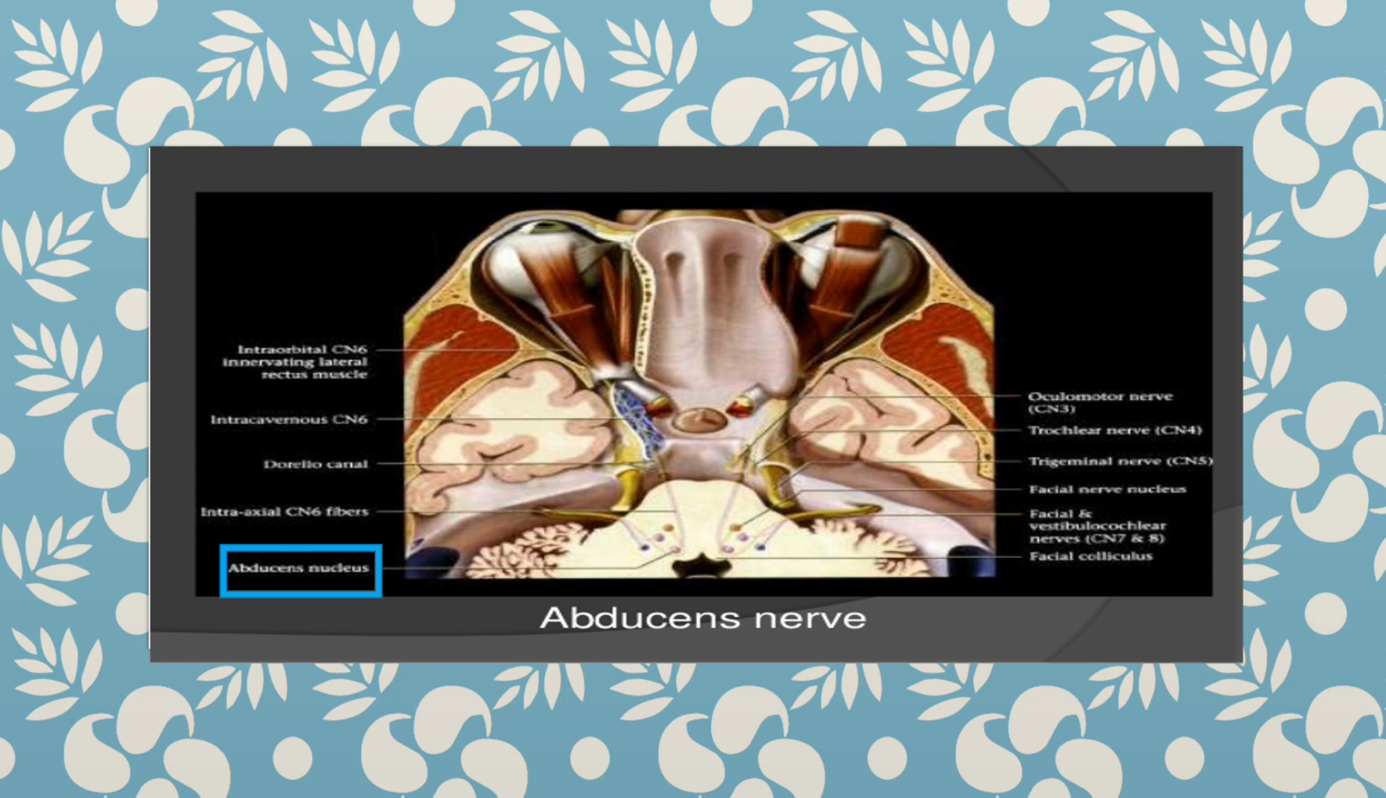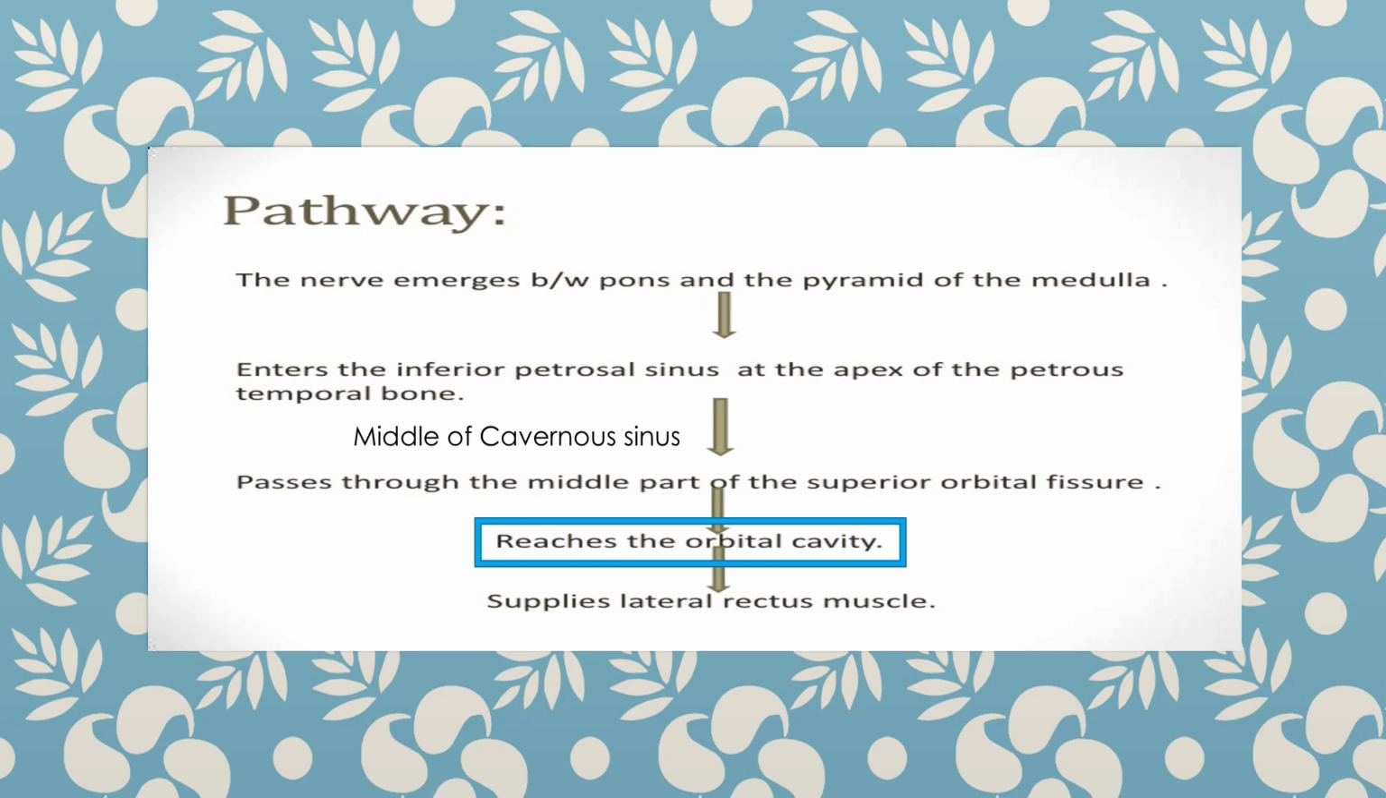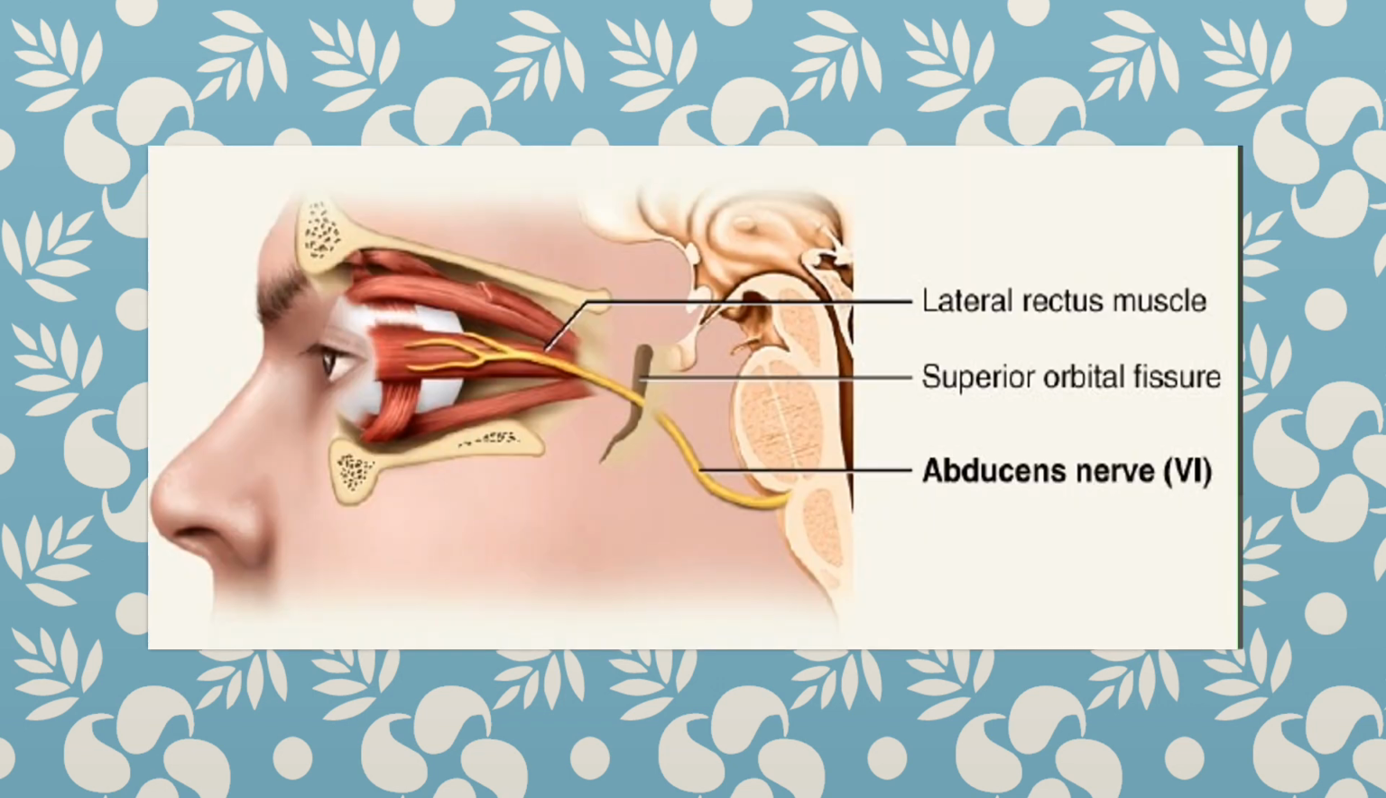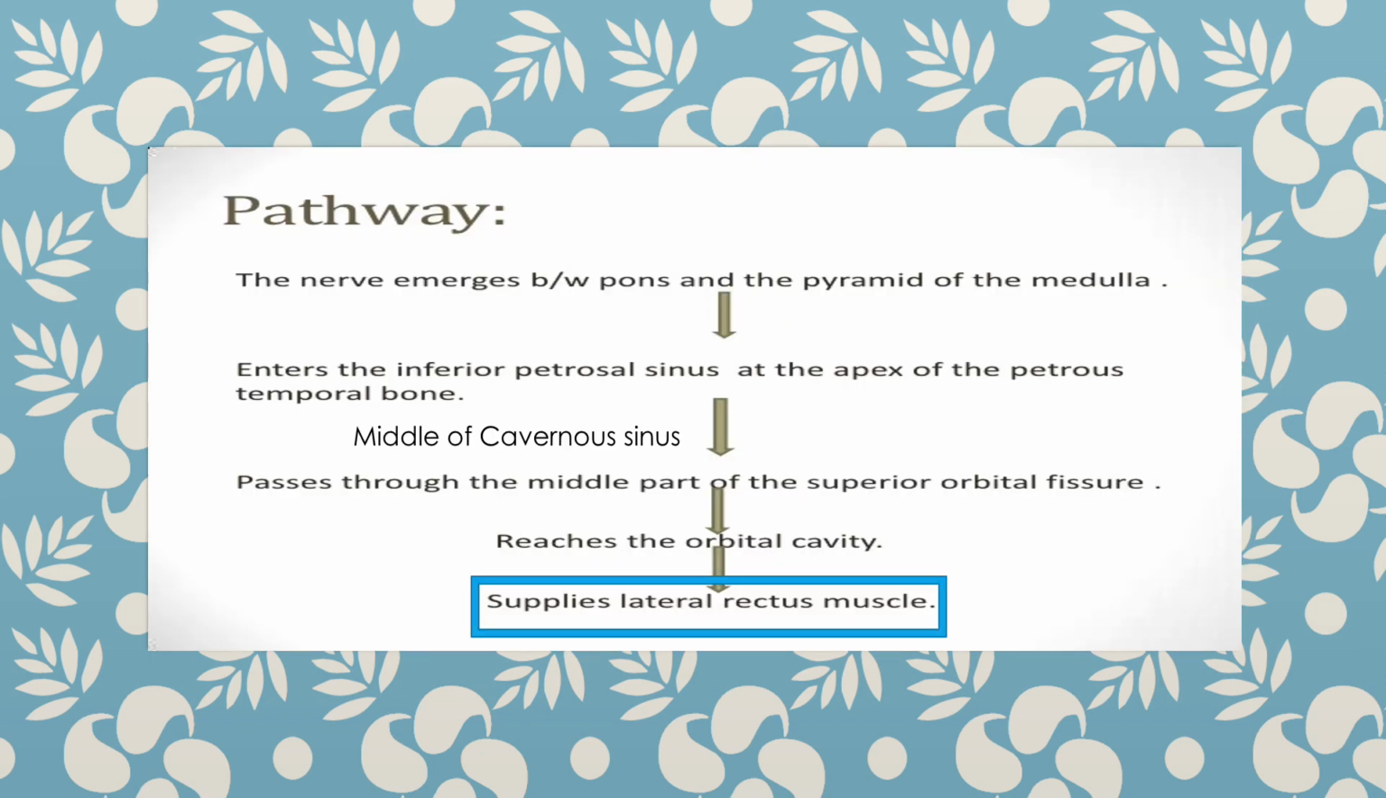Here, in this slide, you can see the abducens nerve that is highlighted. It starts from the brainstem, then it goes forward into the Dorello's canal. You can see it entering into the center of the cavernous sinus. Then you can appreciate it entering into the orbit by way of the middle part of the superior orbital fissure. Then it reaches the orbital cavity, and finally it supplies the lateral rectus muscle.